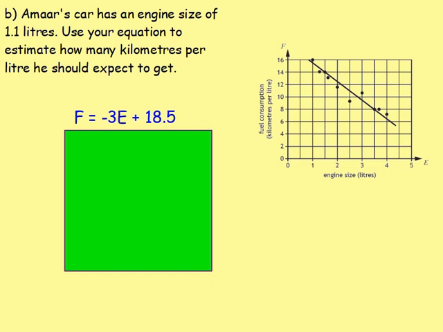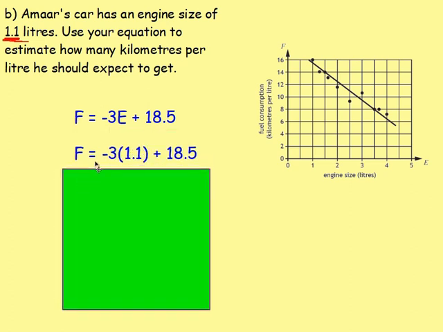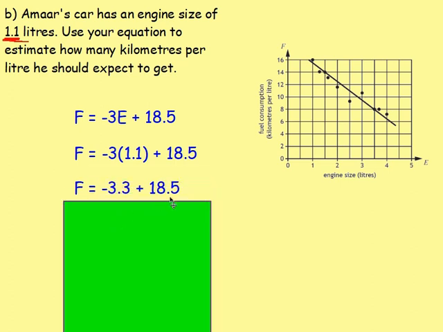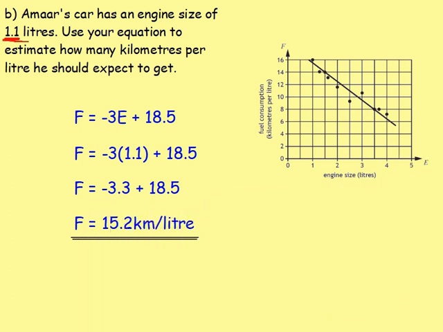How do we do it then? Well, it tells you the engine size. It tells you it's 1.1. It does indeed, yeah. It tells you it's an engine size of 1.1 litres, which means E, the engine size, is 1.1. So the fuel consumption would be F equals negative 3 times 1.1, because we're replacing E, the engine size, with what it says to be, 1.1, add 18.5. If you do negative 3 times 1.1, you get negative 3.3, add the 18.5. Well, to do that, you could always do 18.5 take away 3.3. Either way, it means that F would equal 15.2 kilometres per litre.